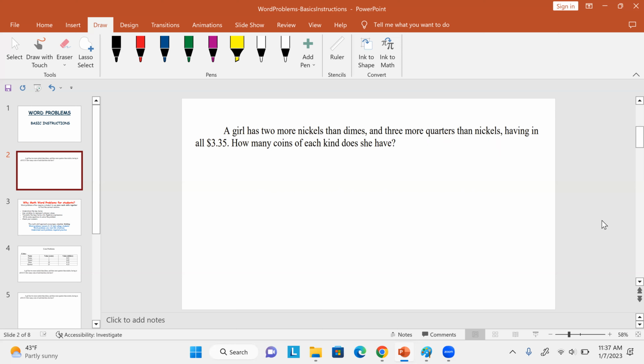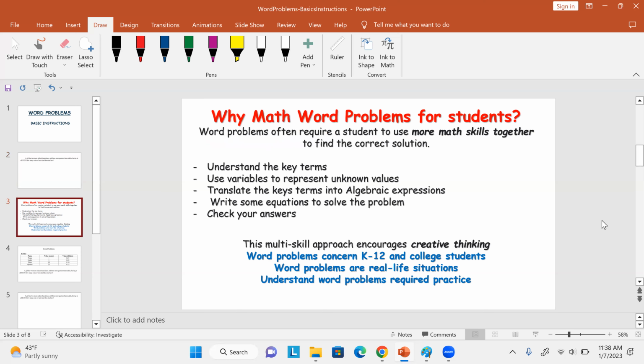Yes, some people will not like this problem because they don't understand it. And the reason is this: the majority of students always say word problems are difficult to solve. That's why I want to give you basic instruction, which will help you understand how to solve word problems. Why math word problems for students?